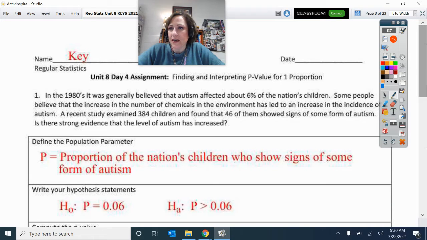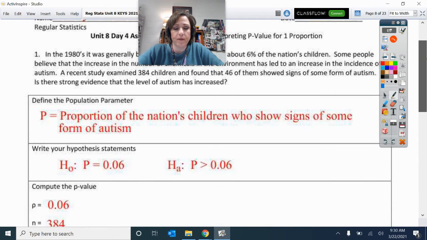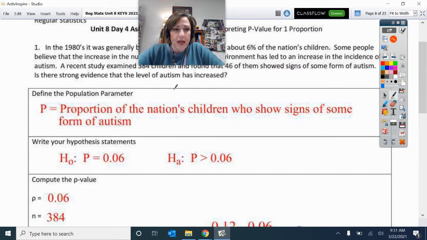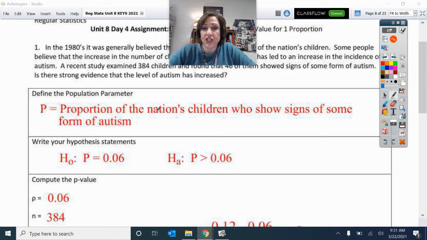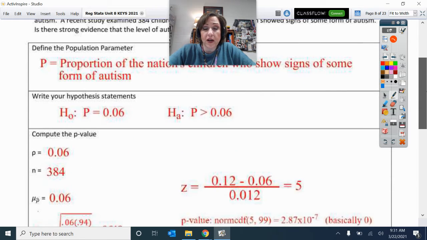All right, let's see how you did on your obtaining a p-value and then interpreting that p-value problem. So here we go. On this first problem, we have the proportion of the nation's children who show signs of autism, some form of autism. Make sure that it doesn't say "showed." Make sure that it is not past tense. Okay, so we are speculating.